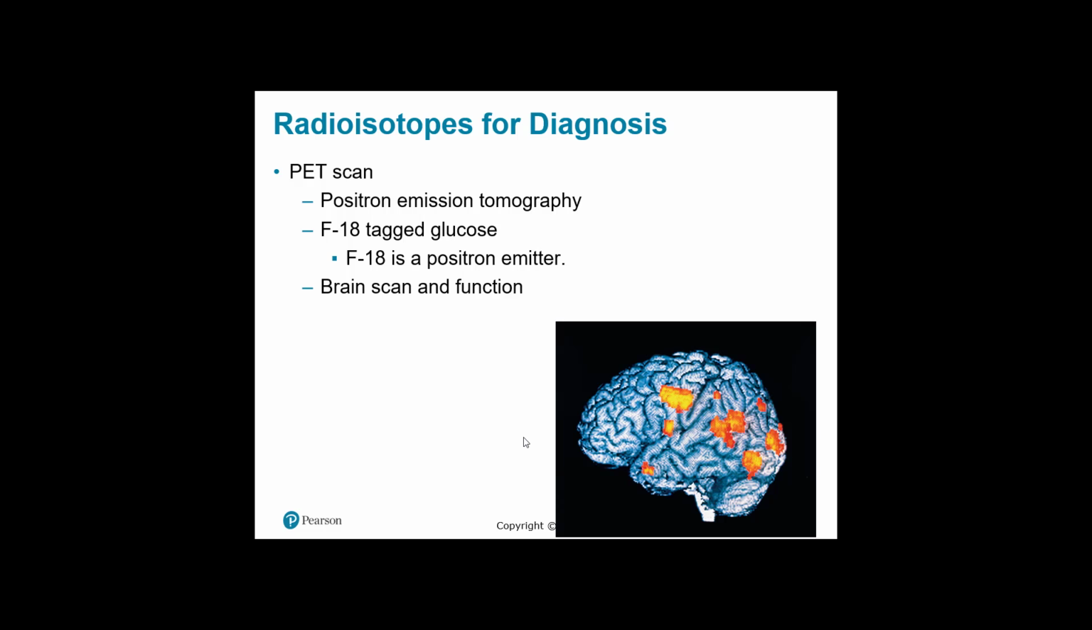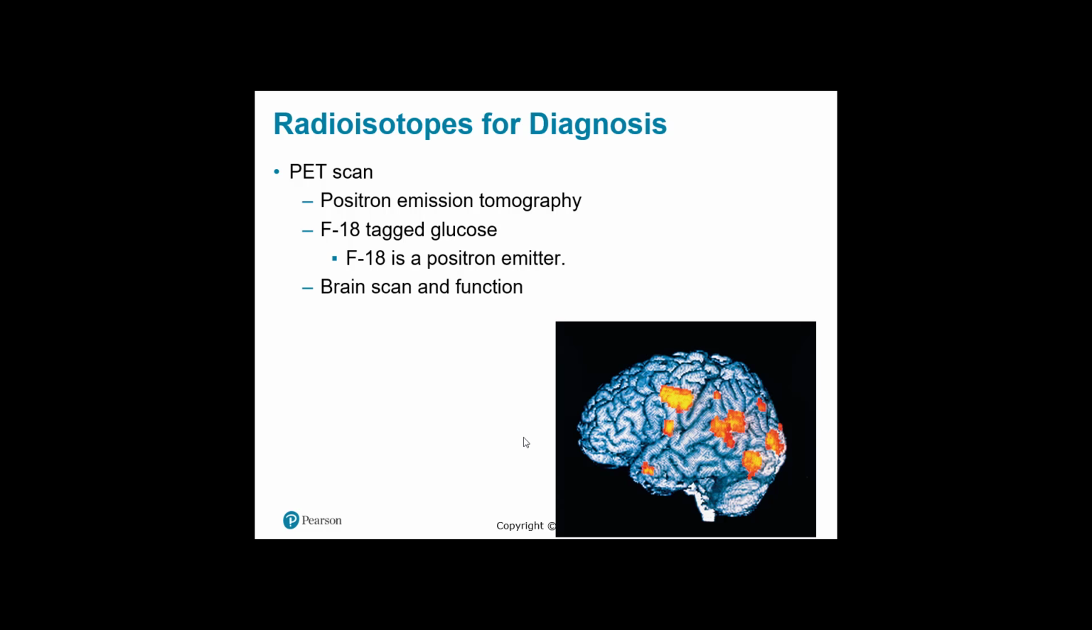Radioisotopes for diagnosis. So this has to do with positron emission tomography. That's what they call a PET scan. In a PET scan, fluorine-18 is used to tag glucose. And this fluorine-18 has a half-life of just under 2 hours. So it's going to start decaying very, very quickly.